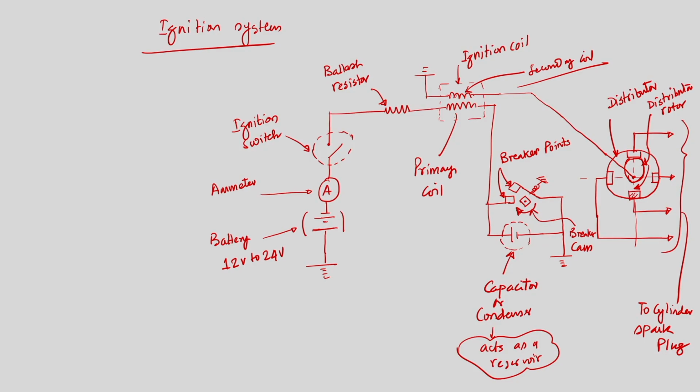So, now I can say, this is the ignition system. If we try to summarize what we have understood: by switching on the ignition switch, when the breaker points are closed, battery current will flow into the primary coil, and the current will try to charge the condenser, and that is the objective of the condenser.